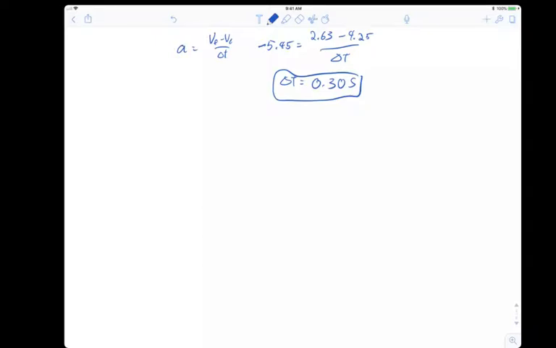Okay, so let's do question 44. Before I do it, let's see if there's anybody in the chat. Nobody in the chat. All right, 44 looks like this.